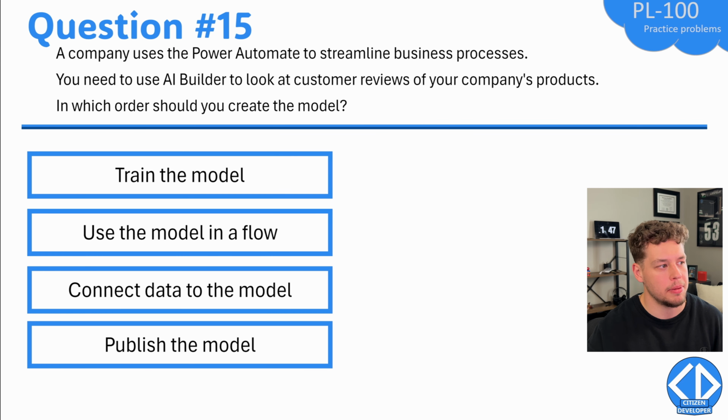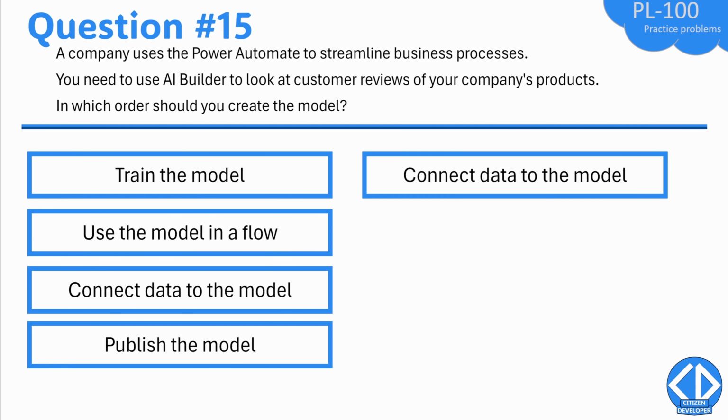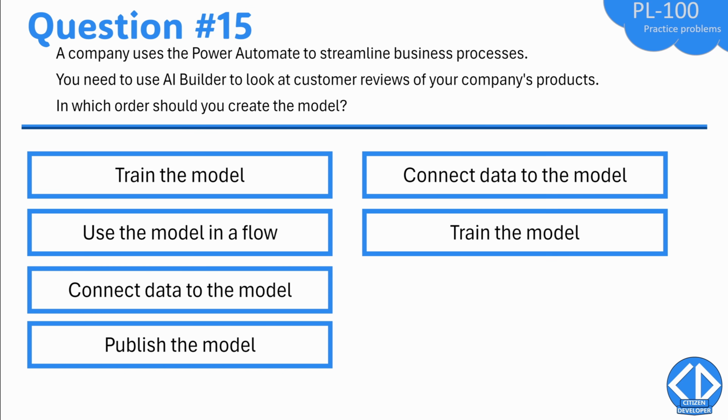So the first step when I read these 4 options is going to be connect data to your model. Data is going to be needed so that way it can then be trained, which is step 2. You cannot publish or use a model without it being trained. There are some out-of-the-box models, but that is not what it's talking about here. It's wanting to look at customer reviews. That's going to need to be built and be custom.